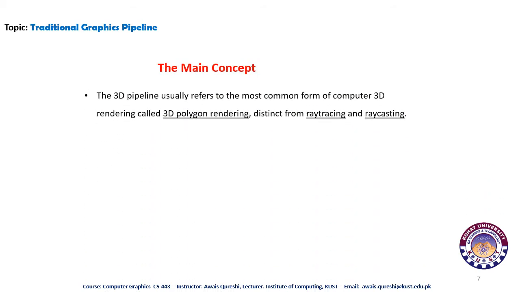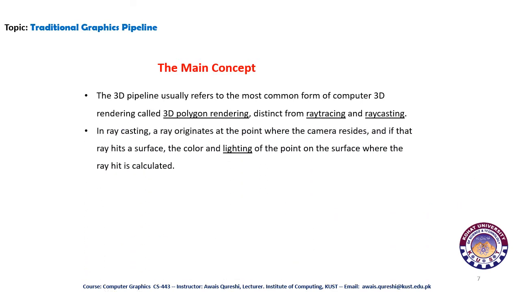So what is the main concept of this traditional graphics pipeline? The 3D pipeline usually refers to the most common form of computer 3D rendering, called 3D polygon rendering, which is distinct from ray tracing and ray casting. In ray casting, a ray originates at the point where the camera resides, and if that ray hits a surface, the color and lighting of the point on the surface where the ray hit is calculated.